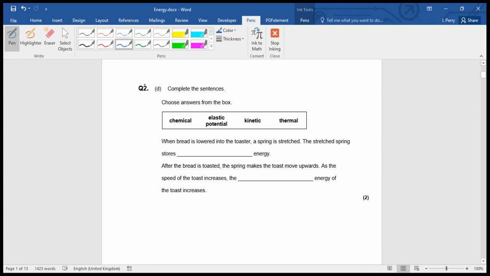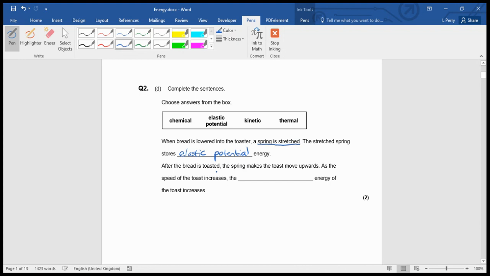So notice that I've got rid of parts A, B, and C. We're going straight to part D. Parts A, B, and C were about a toaster. So then, part D. Complete the sentence, choose answers from the box. When bread is lowered into the toaster, a spring is stretched. The stretched spring stores something energy. So I need energy that something stretched might store. So it's elastic. So I copy that onto the line. And it says elastic potential, so I'll write the full thing.